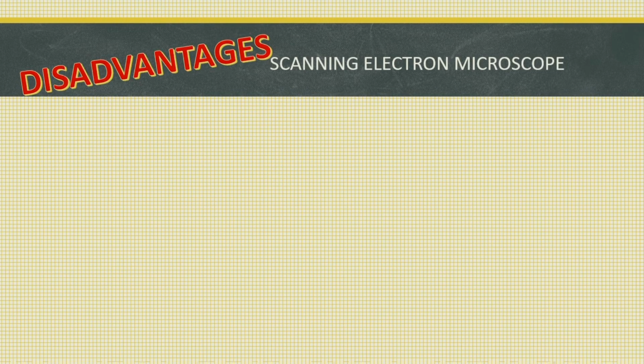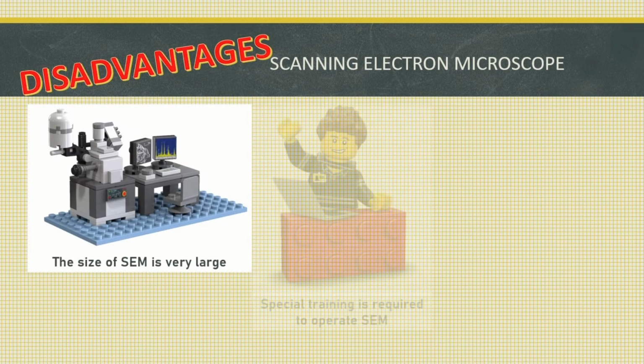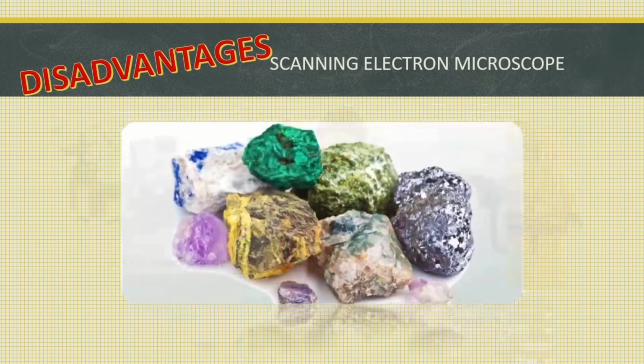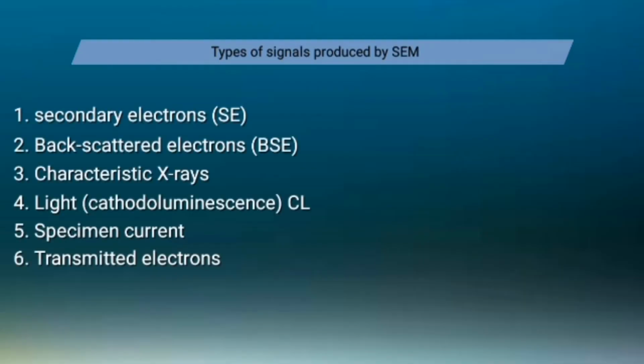The first disadvantage of the scanning electron microscope is that the size of the SEM is very large. Special training is required to operate an SEM. There is a risk of radiation exposure from electrons that scatter from the sample surface. SEM can only scan solid and inorganic compounds. Types of signal produced by SEM: secondary electrons, backscatter electrons, characteristic X-rays, light (photoluminescence, CL), specimen current, and transmitted electrons.